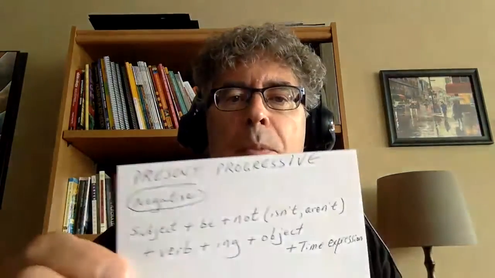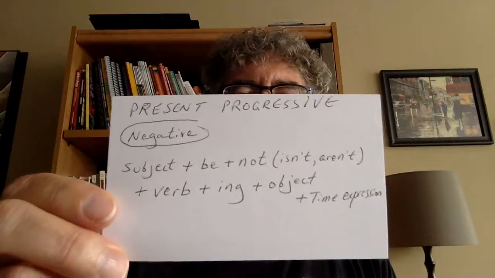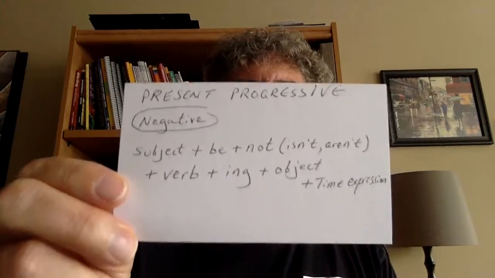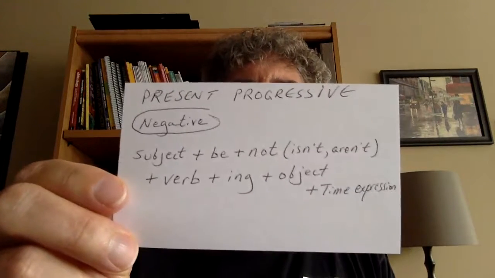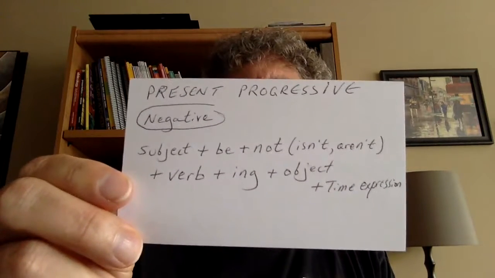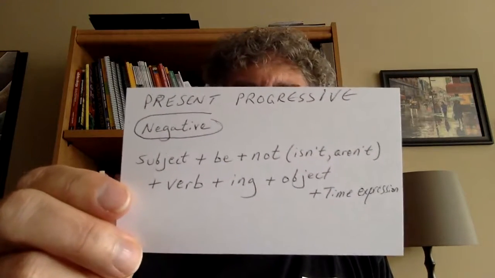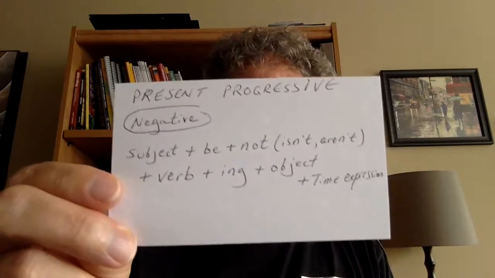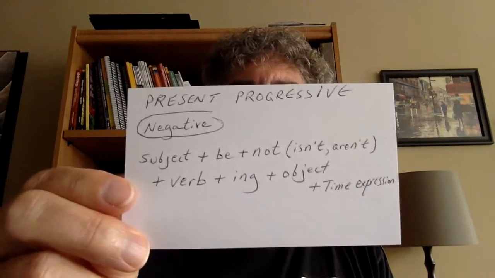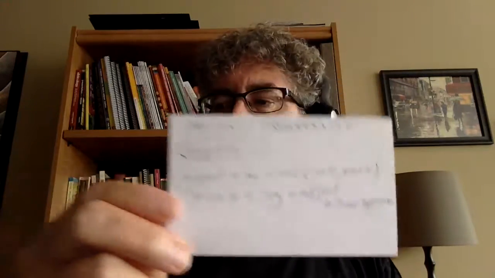Then we have the negative way to express the present progressive. And in the negative way, we have the subject plus the modal verb to be plus not, the negation. And in the negative, we usually say isn't or aren't, plus the verb, plus the suffix ending -ing, plus the object, plus the time expression.